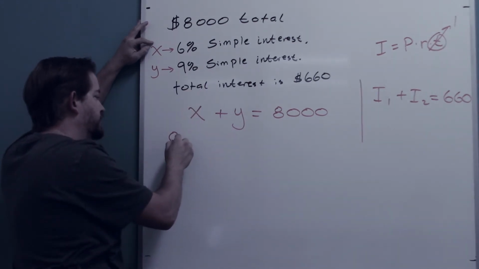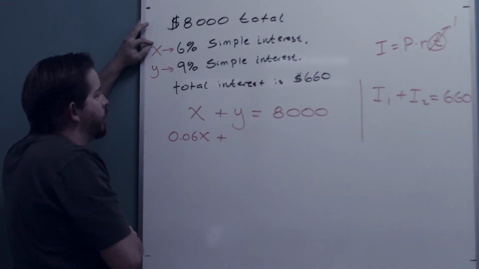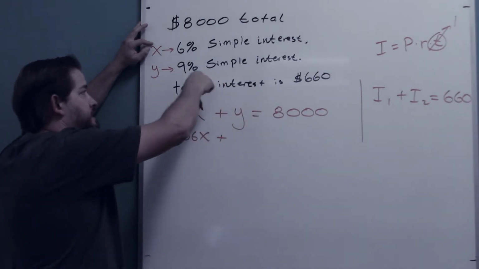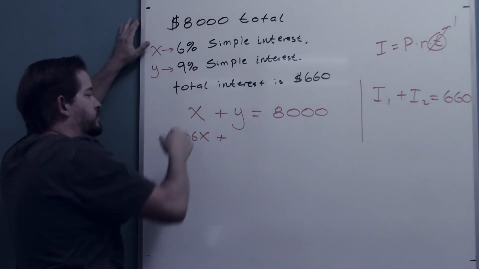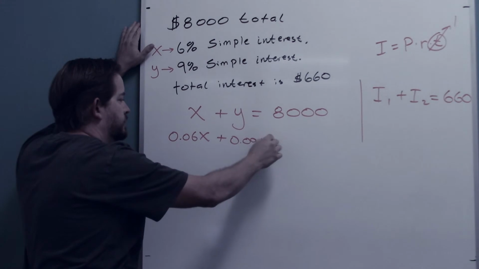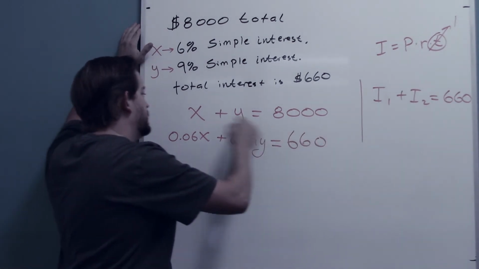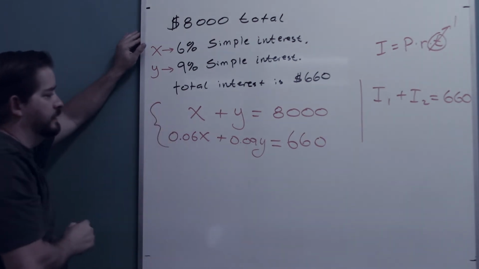So I can write this as 0.06X. The interest from account 2 is the principal in account 2 multiplied by the rate, so 0.09Y. And that totals $660. And that's my system. Right?